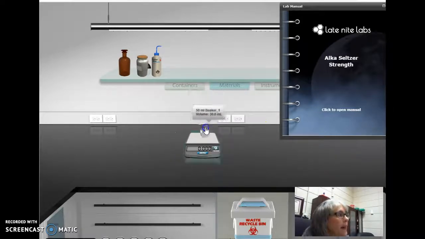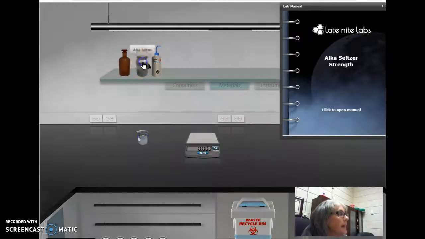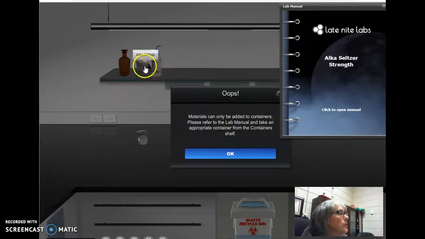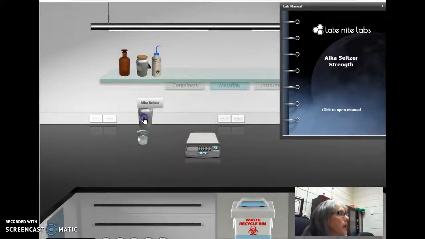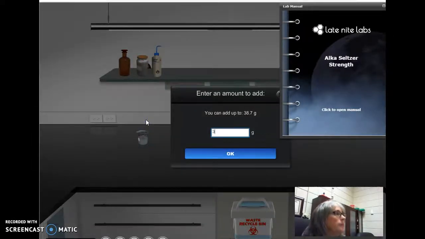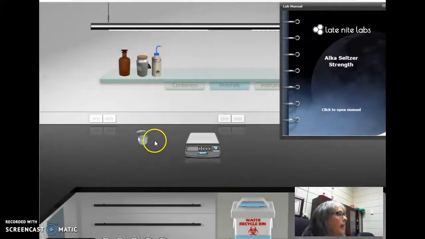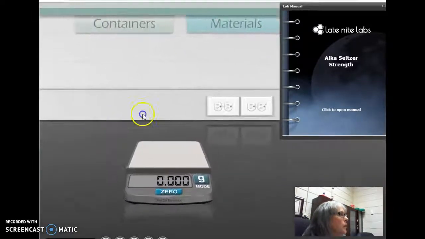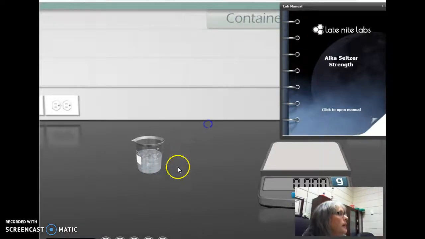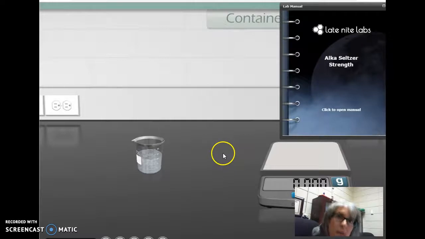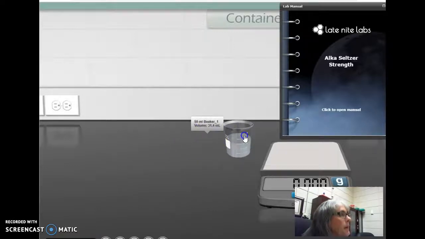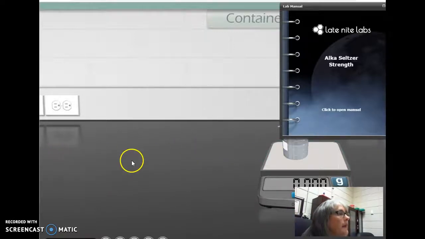You'll need to weigh that, and then you'll need to add 3 grams of Alka Seltzer. And if we zoom in on it, you will see that it's bubbling. There's a gas being given off. That gas is carbon dioxide. When the reaction's finished and it stops bubbling, you can pick it up and weigh it again.